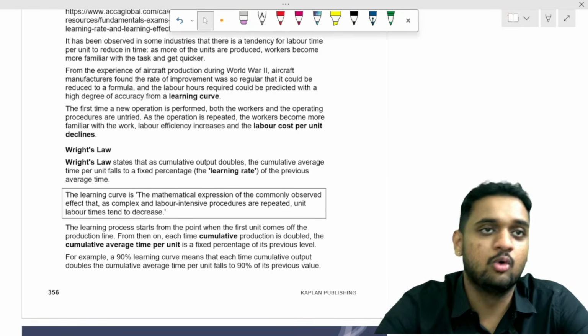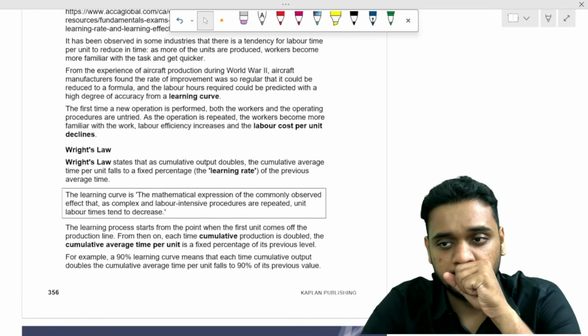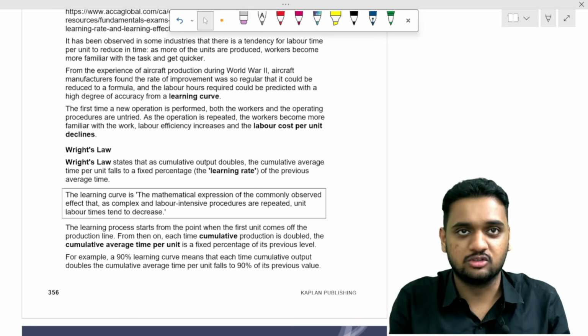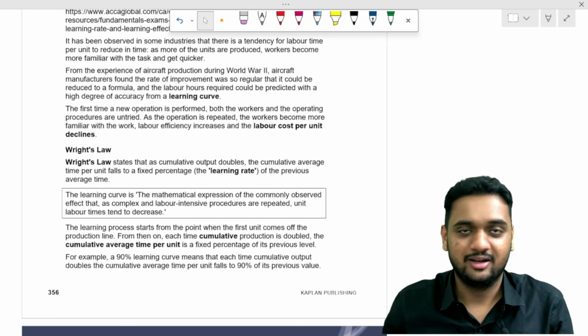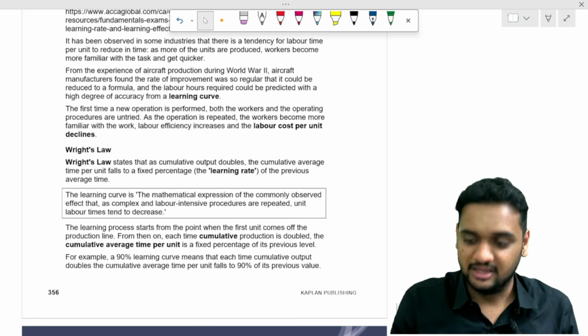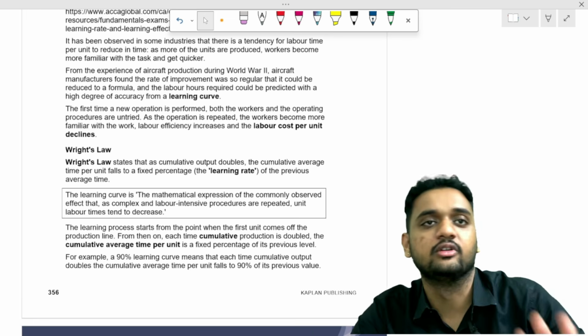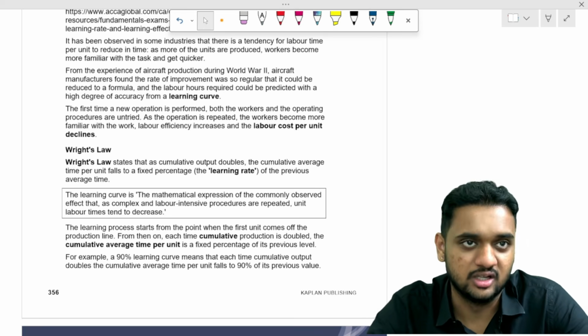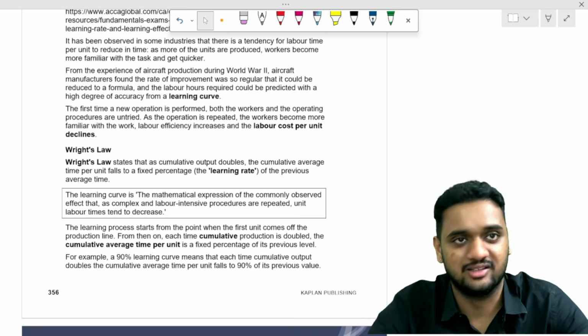As you keep on producing more and more units, labor starts learning. If you close the box like this, it will close faster. If you remove the tape like this, it will come faster. They'll eventually learn while doing it. That is what you can see in the learning curve. Understood? As and when you keep producing certain units, you will start producing faster.